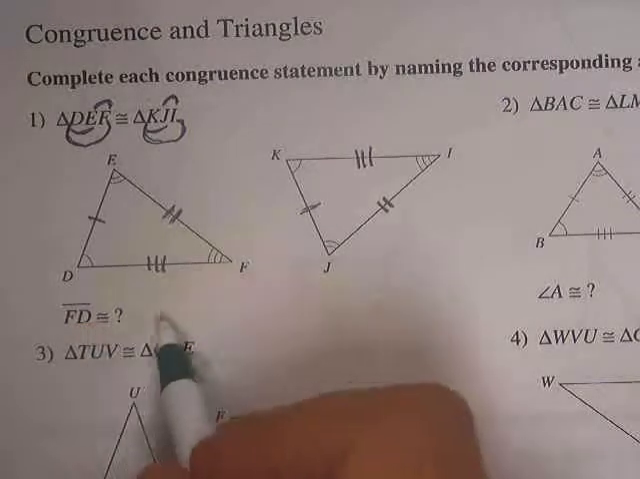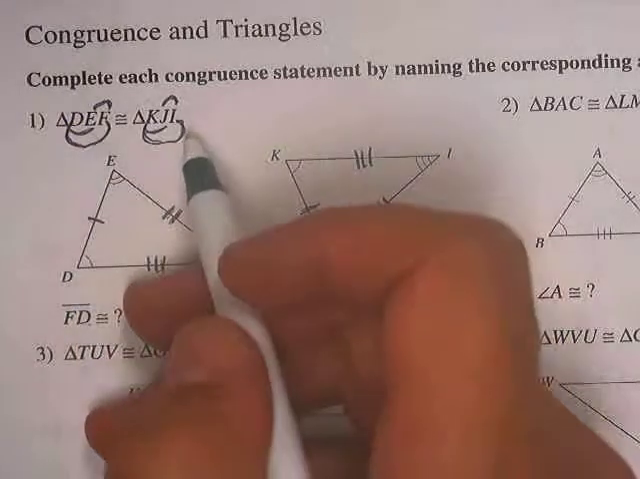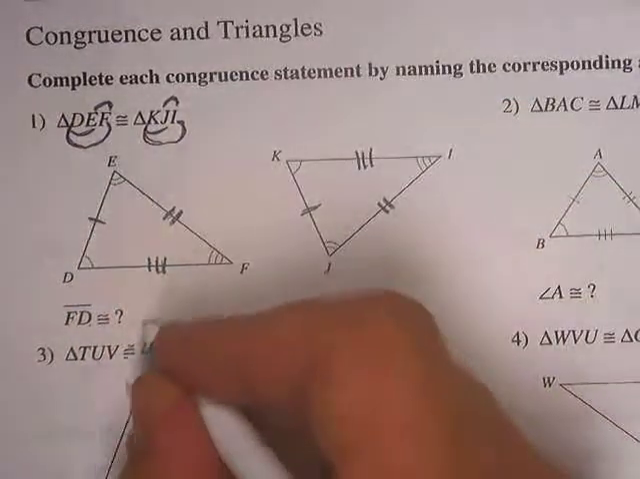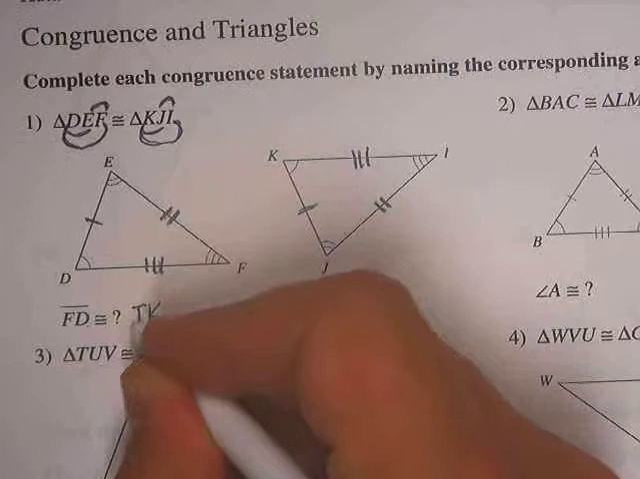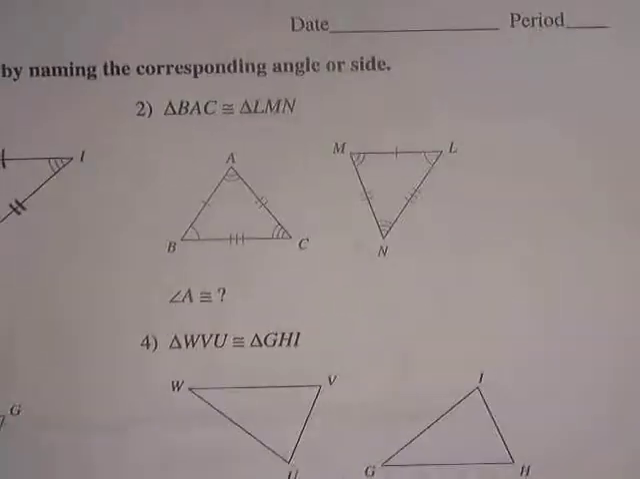So if you look here, it says FD is congruent to what? Well, if you look up here in the congruency statement, FD is in the same position as IK. So it would be IK. All right?